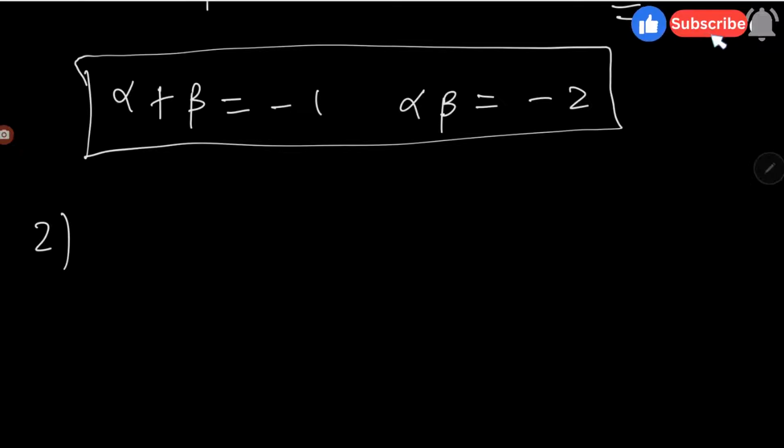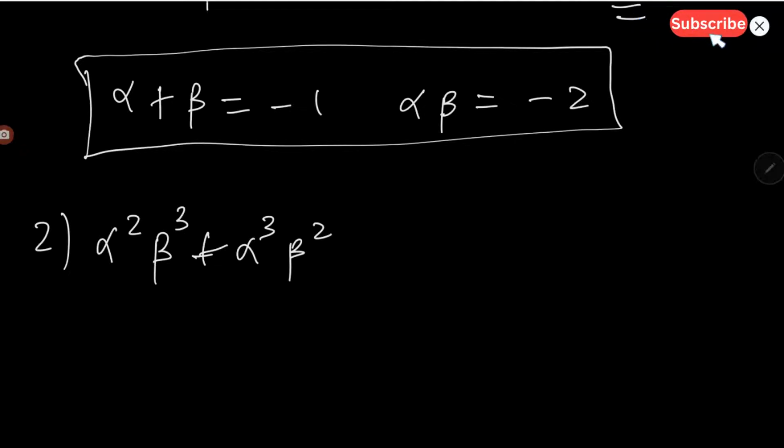And what if we are given to find alpha squared beta cubed plus alpha cubed beta squared? So this is a plus. Okay, so here I can manipulate and say alpha squared is common and beta squared is also common.